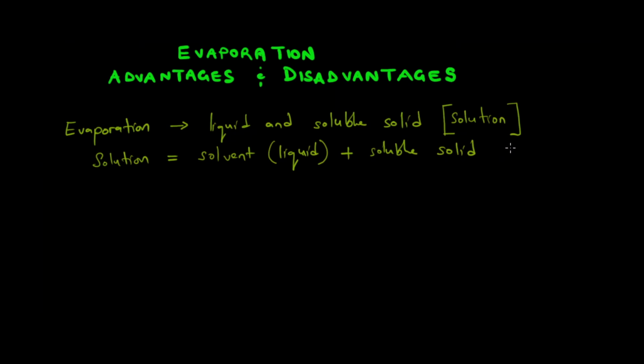So evaporation works for solutions. A solution is made up of two things: a liquid, which is also technically called a solvent, and a soluble solid. That's important. So when we undertake evaporation as a separation technique, we are going to use what is called an evaporation dish, which of course should be on a stand, and then we use a Bunsen burner in the laboratory.